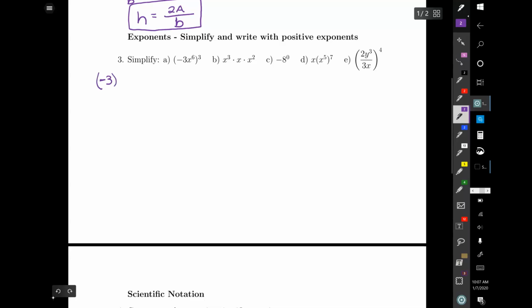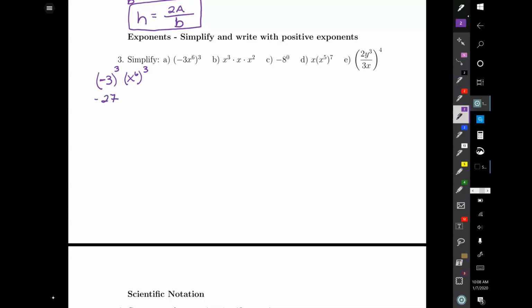That's important, especially if you were raising to an even power, that would affect your sign. So I have (-3) cubed, then I have x to the 6th cubed. Now I can apply my power rule. So (-3) cubed is -3 times -3 times -3, which is -27. So we can just calculate that out.